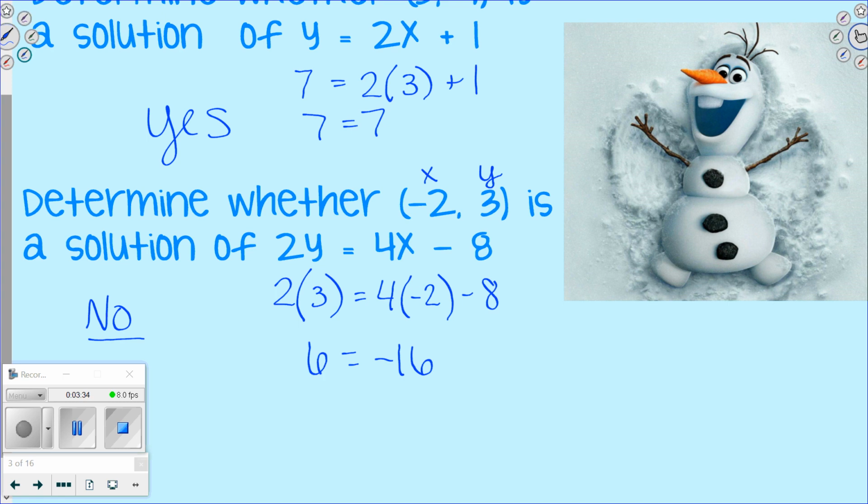Okay. Another way I can ask this question, instead of just determine if it's a solution, I might ask, does this point fall on the line? In other words, if I plug it in, does it work? Is it something that's part of that?